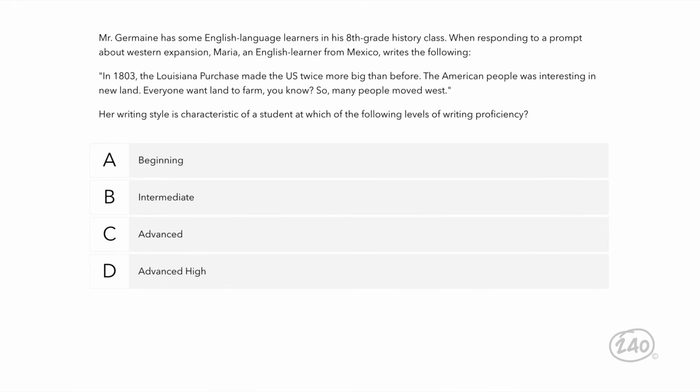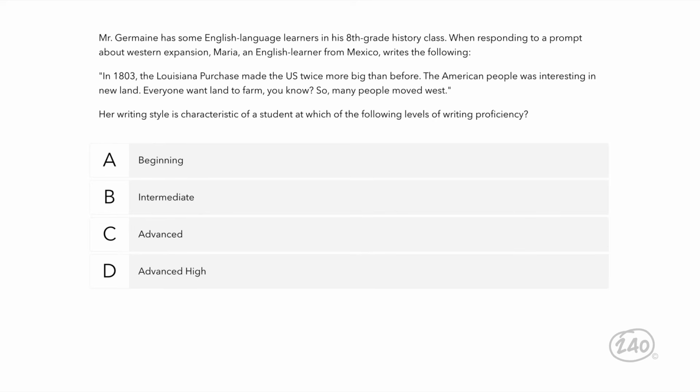Let's try another. This one is about the Alps. Yes, the Alps again. When responding to a prompt about Western expansion in an 8th grade history class, an English learner writes the following. "In 1803, the Louisiana Purchase made the U.S. twice more big than before. The American people was interesting in new land. Everyone want land to farm, you know? So many people moved west." This student's writing style is characteristic of a student at which of the following levels of writing proficiency? Beginning, intermediate, advanced, advanced high?